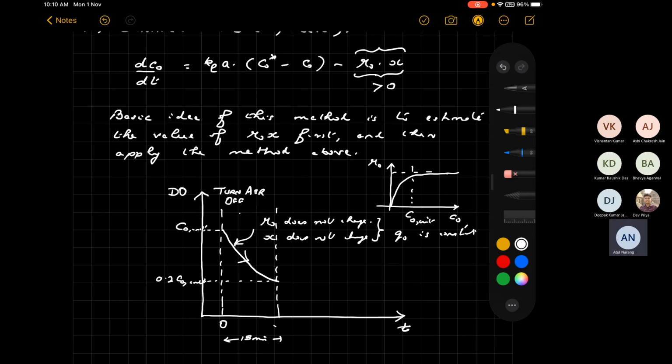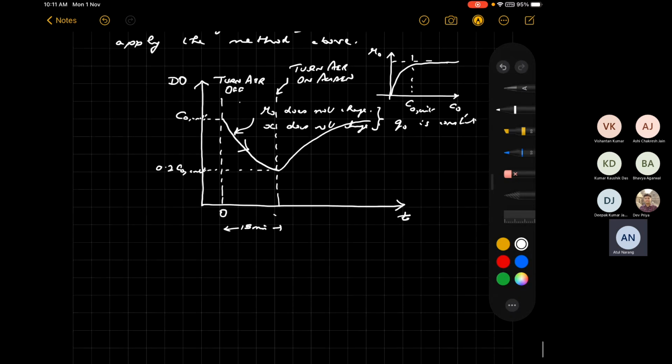Then at this point, I turn the air on again. And then this will start to go up again, and it'll come back to its previous value. So it'll simply recover its previous value.